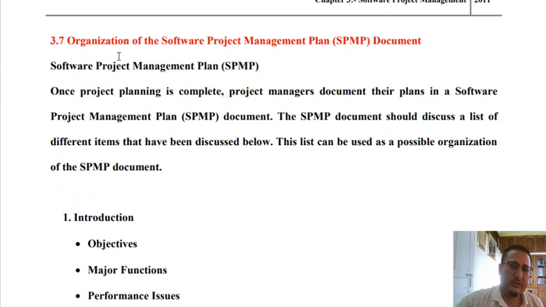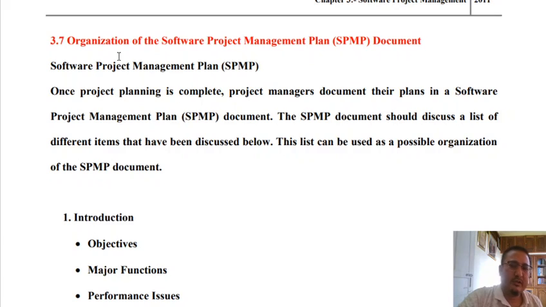Now, once the software project planning, monitoring, and control has been properly addressed, we create a document called the software project management plan document. This document basically highlights the various aspects that were taken into consideration when the planning was done and the monitoring and controlling mechanisms were formulated, right?